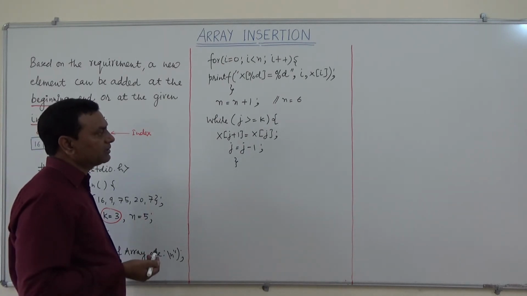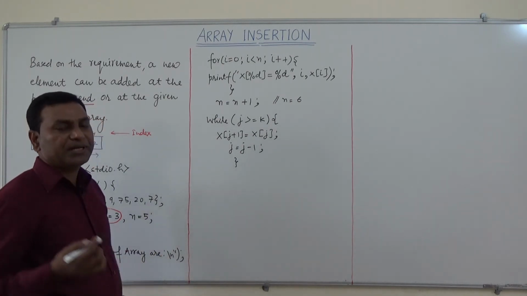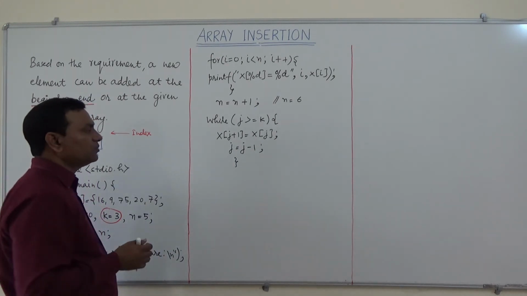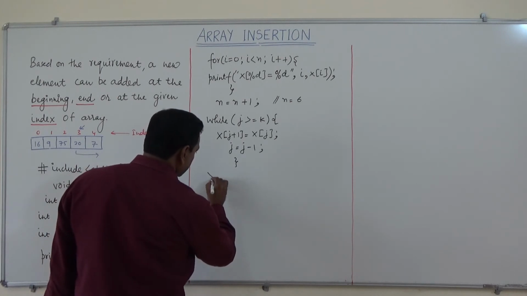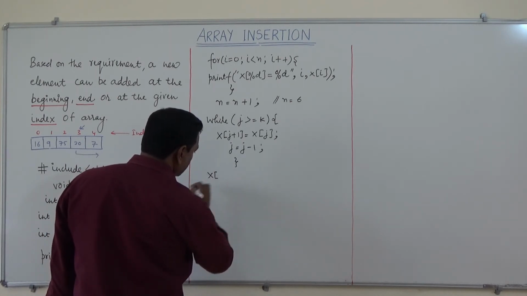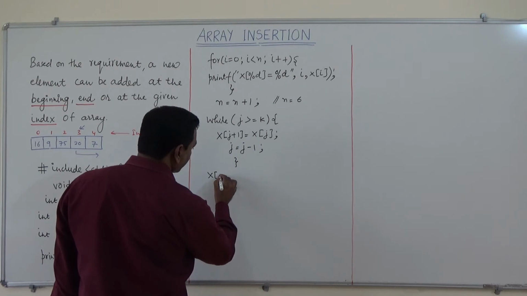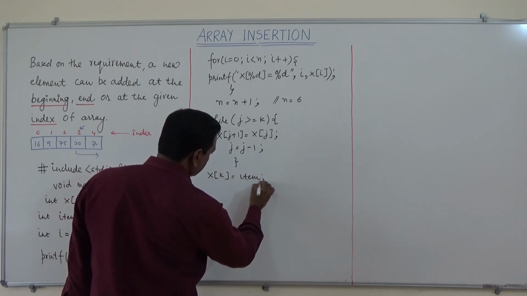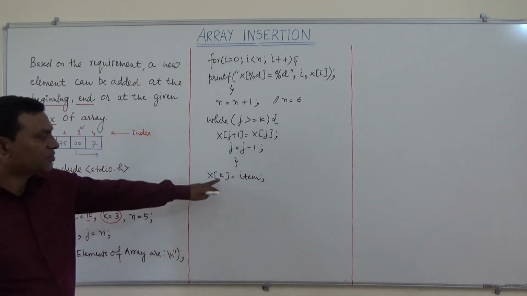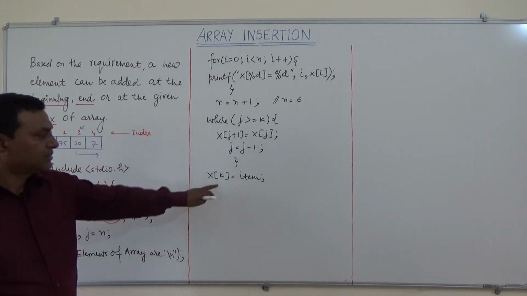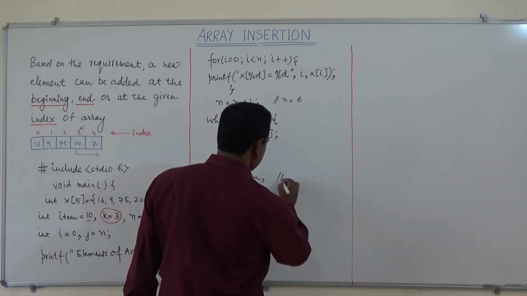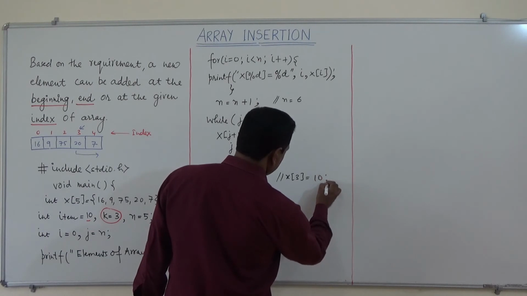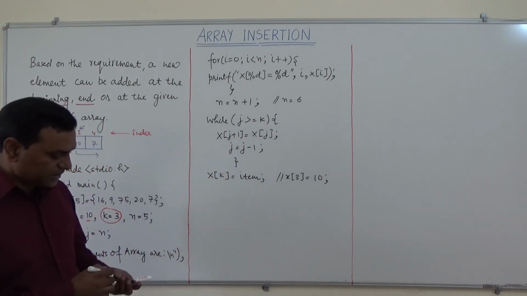After creating the empty position in the existing array, what we will do, we will insert the item at this position, that is index 3. So we can write here like this, x3 equals to 10.